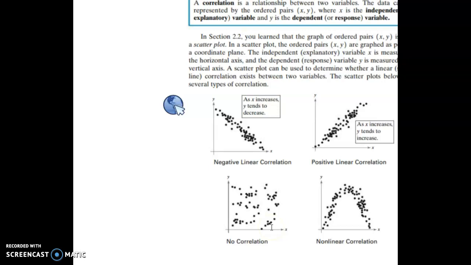And there are situations of correlation that we're not going to get into in this course, where it's not in a straight line, a linear pattern. This would be an example of something that has a nonlinear correlation. There's definitely a pattern here, but it's not a straight line.